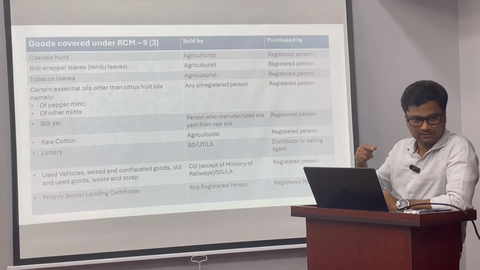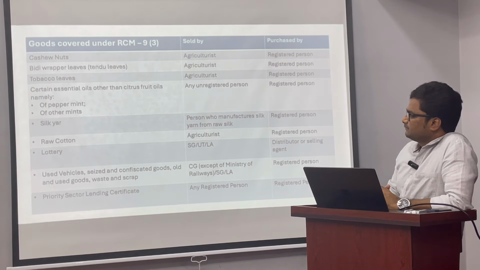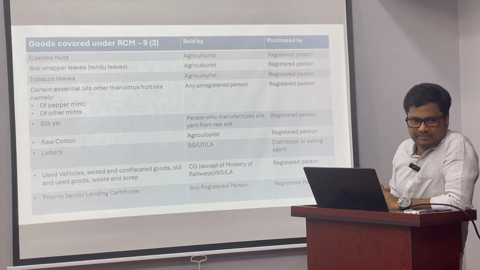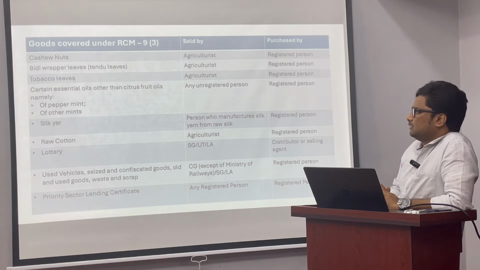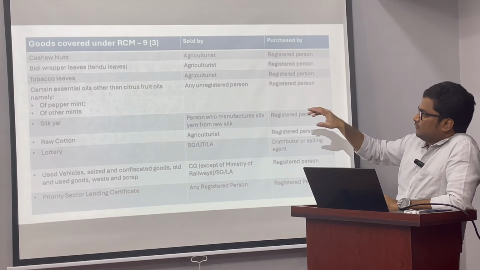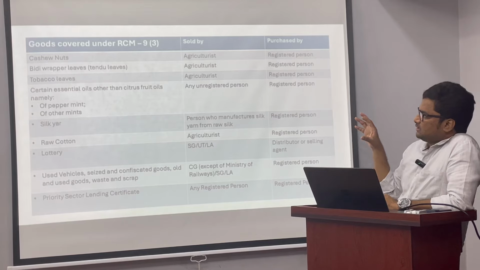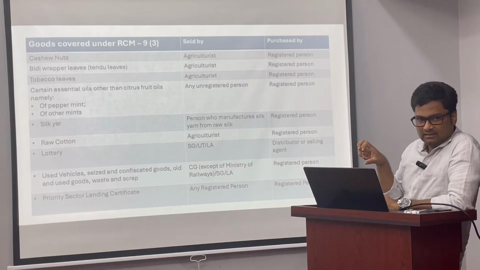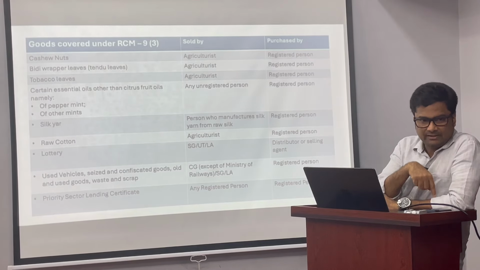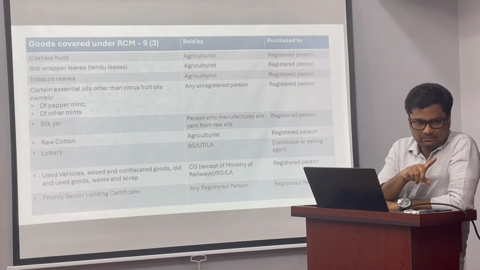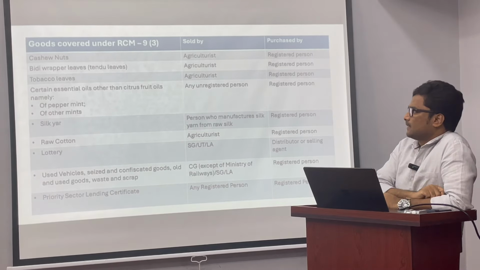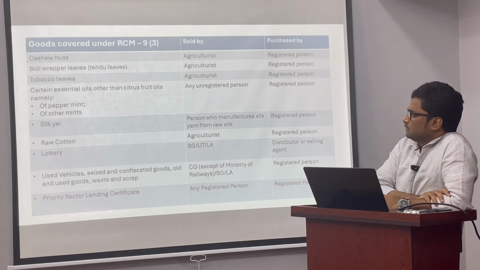The wrapper leaves. Who is selling? Agriculturist. Who is the buyer? If he is an unregistered person? No. Next, see, for example, if X purchases the tendu leaves from an agriculturist and then he is selling, he is not an agriculturist. Whether RCM is applicable? No. When you are directly purchasing from an agriculturist, yes. Next, tobacco leaves, same story.